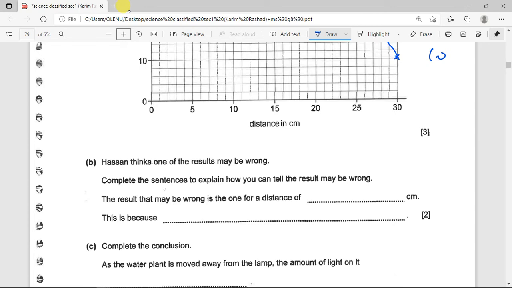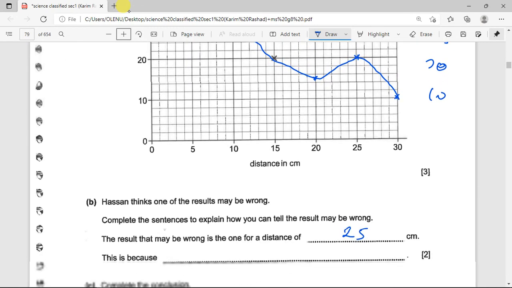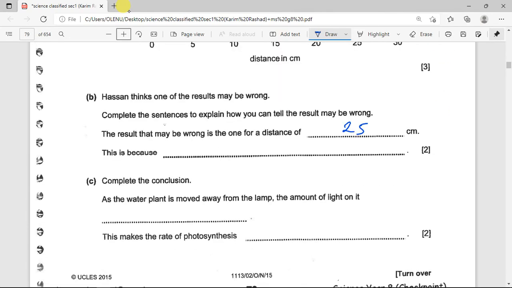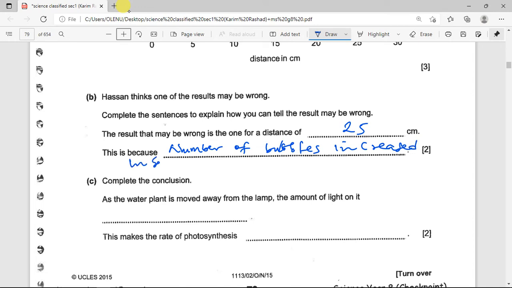Now Hassan thinks one of the results may be wrong. Complete the sentence to explain how you can tell the result may be wrong. The result that may be wrong is the one for a distance of 25. This is because the number of bubbles produced increases instead of decreasing.